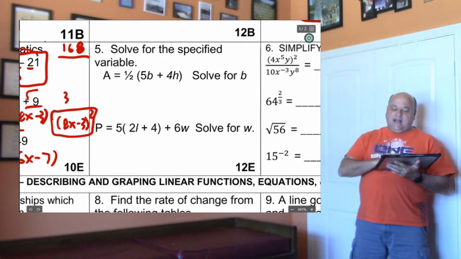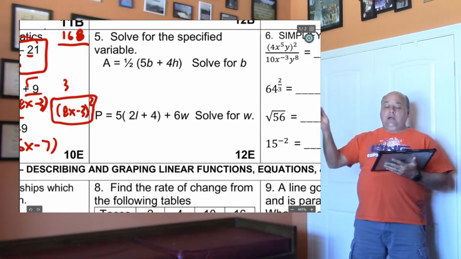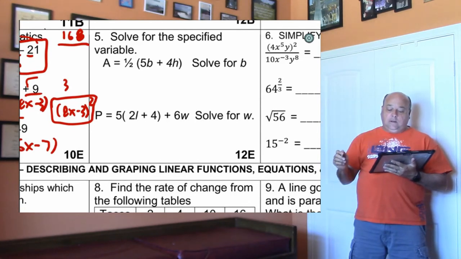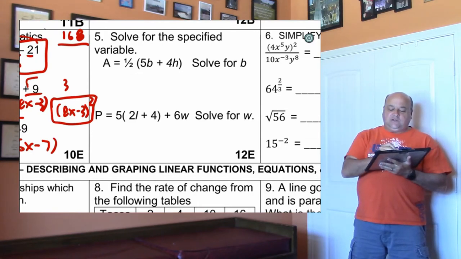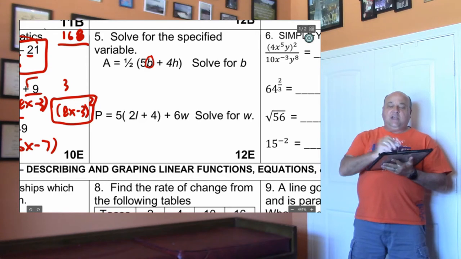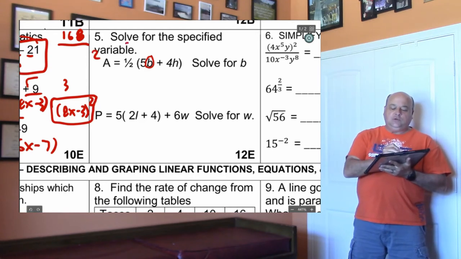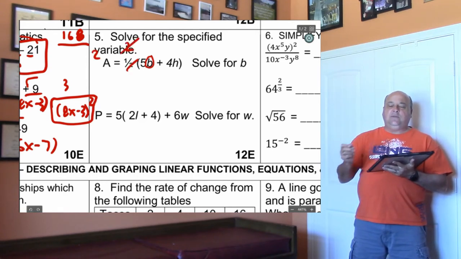Let's go to number 5. Just knowing y'all, I'm going to do both of them. I'll be nice. Okay, so we're going to solve for B on this one. So the first thing I want to do is get rid of that 2. So 2 and 2, that cancels out the 2.